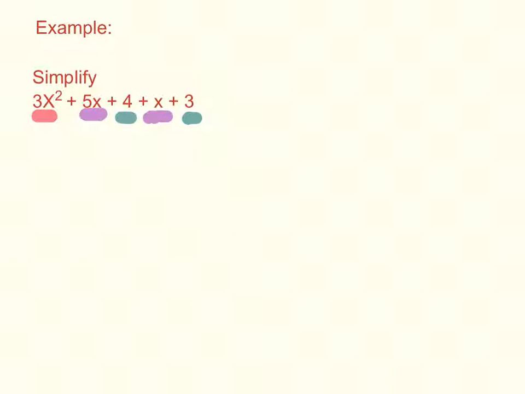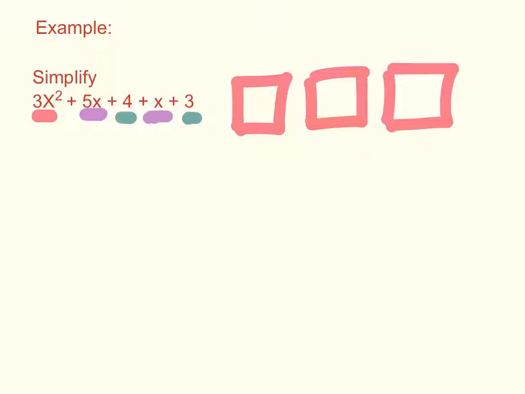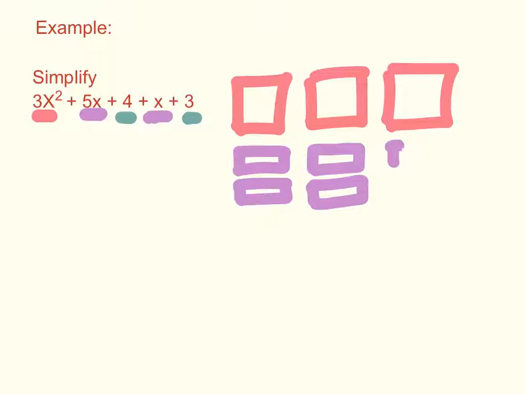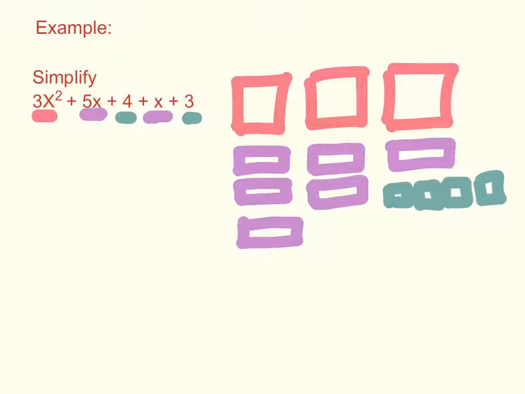If you were to draw that, you would have 3x squares. You would have 5x rectangles. You would have 4 unit squares. But then you would also have another x rectangle, and then you would have 3 more unit squares.